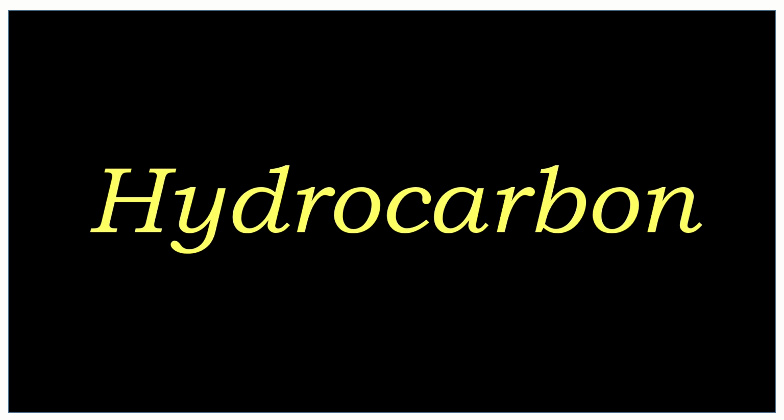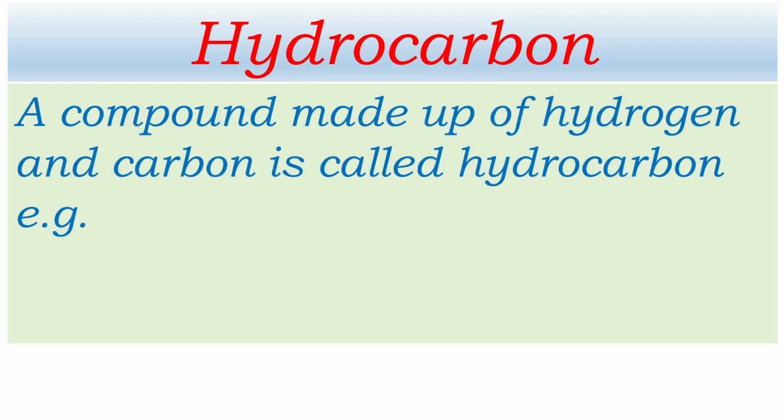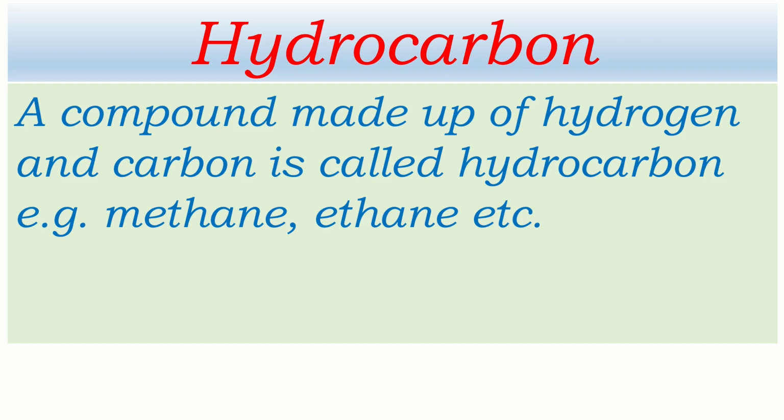Exactly what is hydrocarbon? We can define it this way. A compound made up of hydrogen and carbon is called hydrocarbon. For example, methane, ethane, etc. This may be the simplest definition of hydrocarbon.